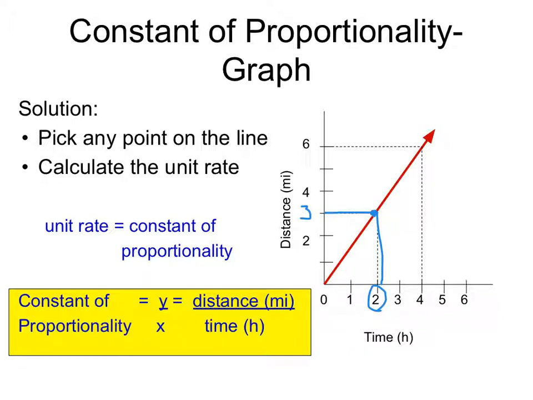So when I write that ratio of 3 miles in 2 hours, that is a rate, but to find the constant of proportionality, it needs to be a unit rate. So to turn 3 miles in 2 hours into a unit rate, I divide the top and bottom by 2, and I end up with a unit rate of 1.5 miles in 1 hour. So my constant of proportionality is 1.5 miles in 1 hour.